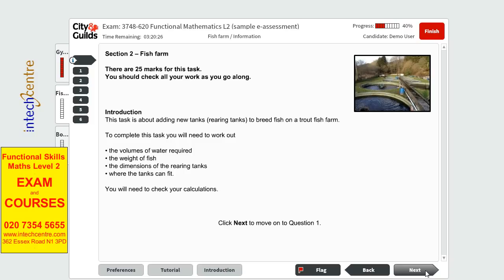Now, section 2, it's about a fish farm. This is our second scenario. There are again 25 marks for the task. The task is about adding new tanks, rearing tanks, to breed fish on a trout fish farm. To complete the task, you need to work out the volumes of water required, the weight of fish, the dimensions of the rearing tanks, and where the tanks can fit. You will need to check your calculations.